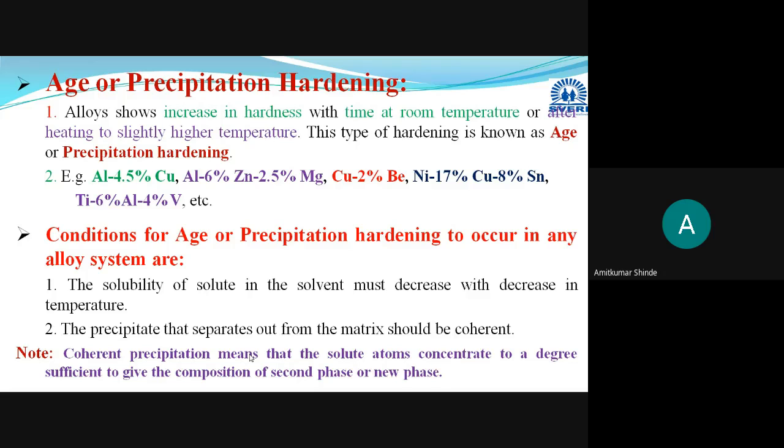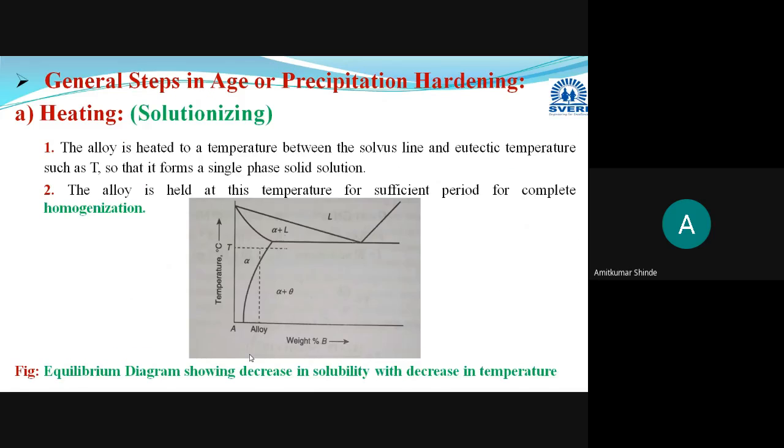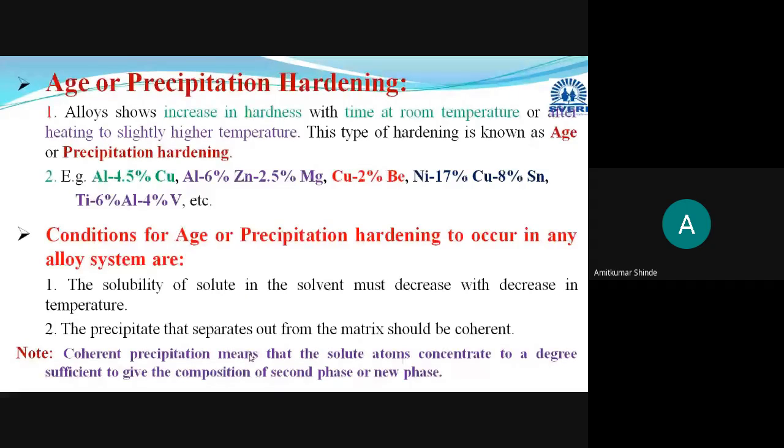Sometimes only the alloying element particles will come out. So it is not satisfying the second condition, which means it does not show the phenomenon of age hardening. There are certain examples, like aluminum and manganese alloys, or aluminum and magnesium alloys. They satisfy the first condition, but they are not able to satisfy the second condition.